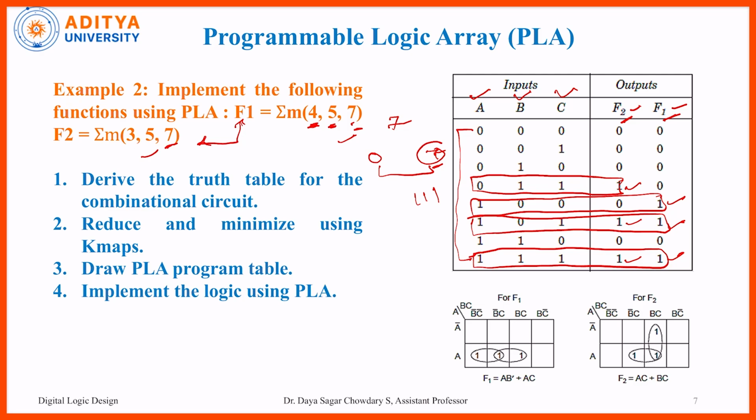Now while drawing this table, we can simply use K maps. This is the F1 K map, and this is the F2 K map. We will get the optimized, that is minimized, value. We can group these two ones and these two ones. We will get the equation F1 equals AB bar plus AC. For F2 also we have to produce one K map, and again group these two ones and these two ones. So F2 equals AC plus BC. These two are the equations we will get in example 2.